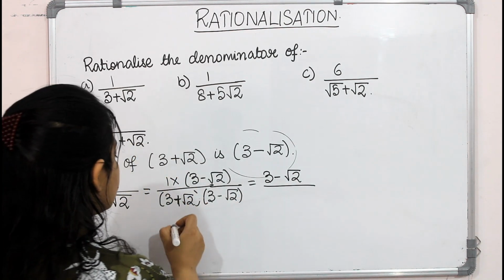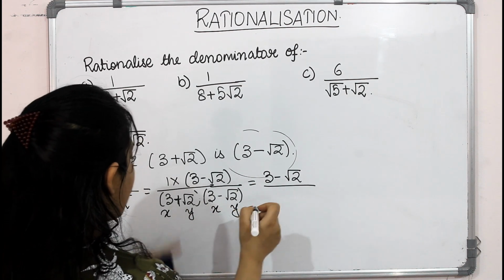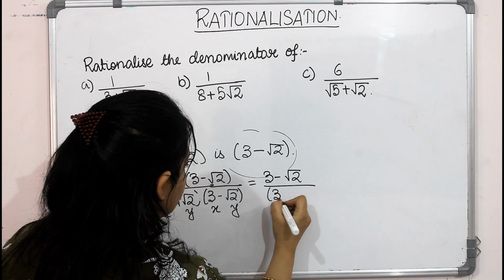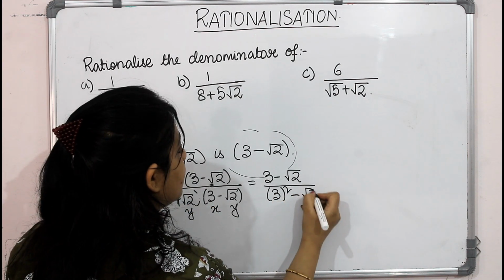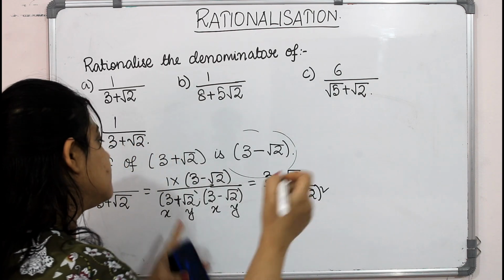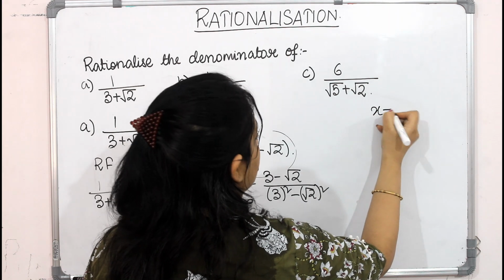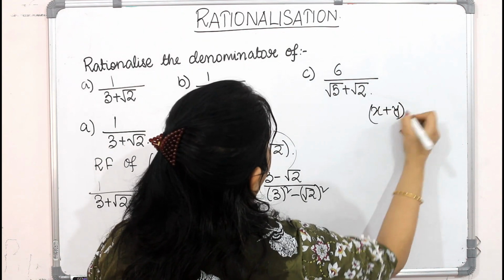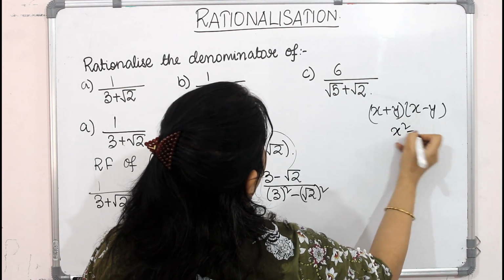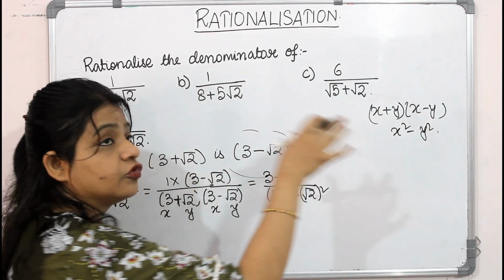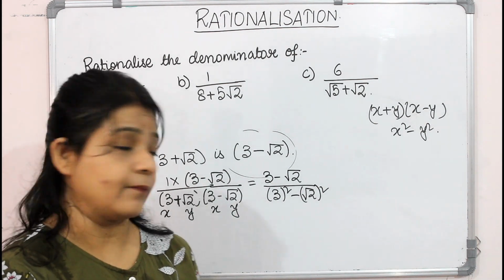x square minus y square. This is x, this is y, this is x, this is y. So x square is 3 square minus root over 2, so root over 2 is whole square. So for solving this example, you should keep this formula in mind. x plus y into x minus y, that is x square minus y square. You should know this formula very well to solve rationalizing sums.